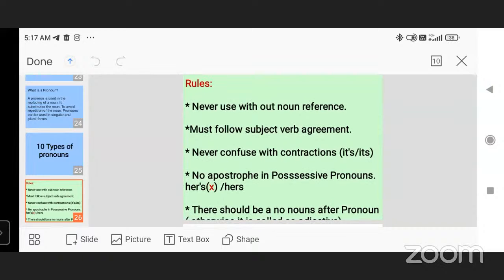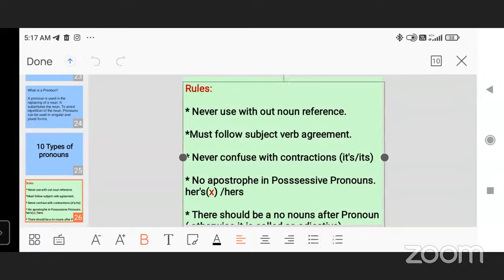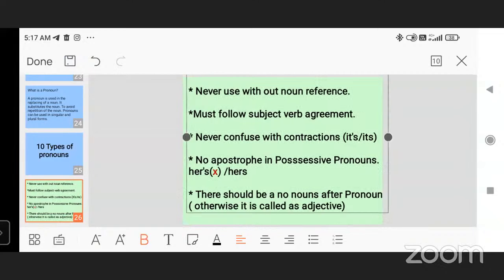Next point we are going to see. There should be no noun after a pronoun. Otherwise, we call it an adjective. If the word is a pronoun, you should not use a noun. If you use a noun, what happens? It becomes a possessive adjective. So now we are going to concentrate only on the possessive pronoun.